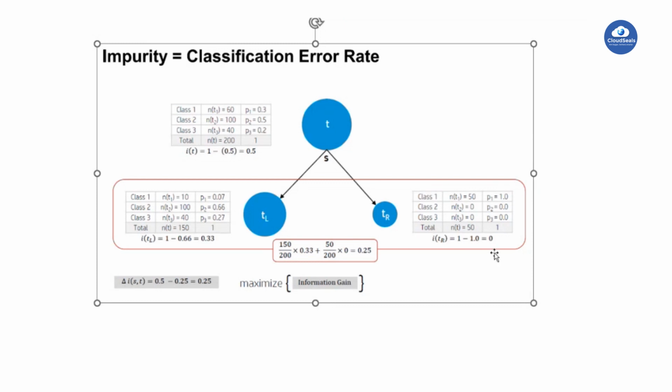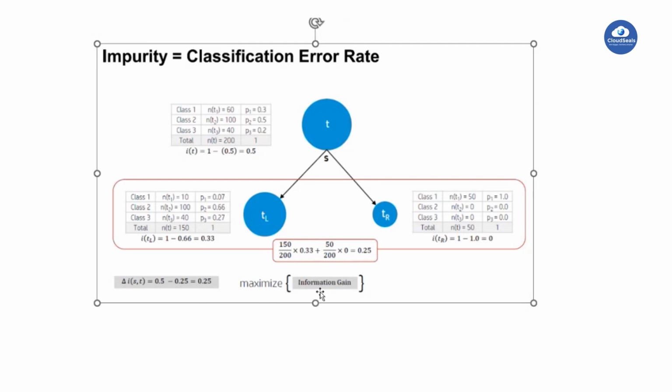Let's calculate how we combine these using the sigma value. Yes, we need to calculate for each and every independent variable. The root variable has 200 points. So 150 by 200 into the classification error 0.33, plus 50 by 200 into the classification error, which is 0. So the total classification error is 0.25.